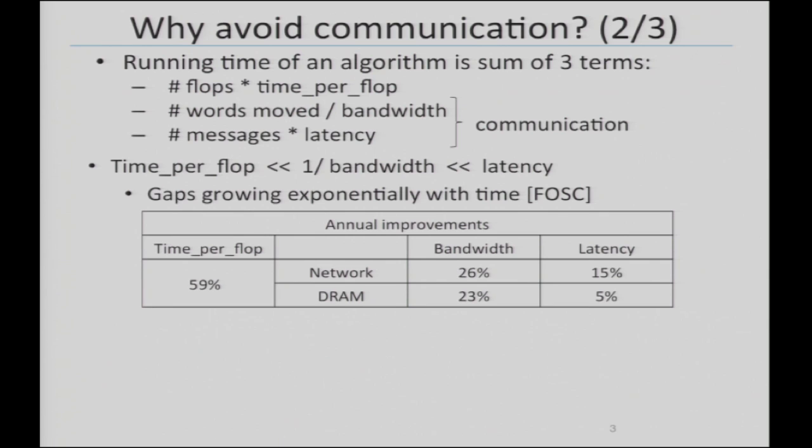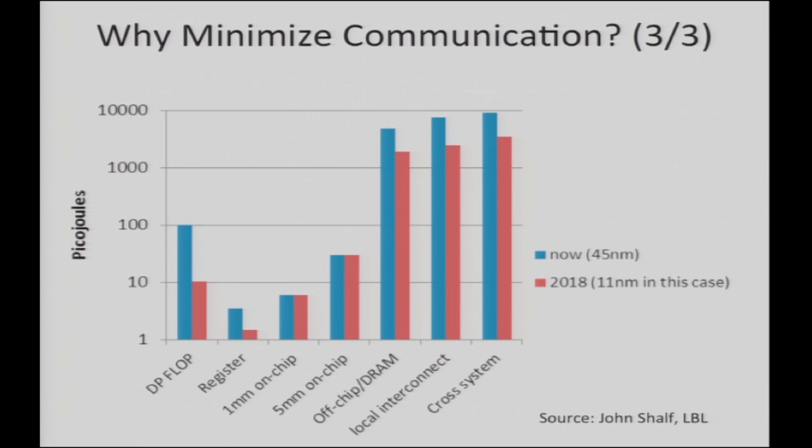But that's not the only reason. The other reason is energy. And so here is a plot where the vertical axis is the energy on a log scale in picojoules it takes to do a particular operation: a double precision floating point operation, moving data on chip between registers, 1 millimeter, 5 millimeters, and moving data off chip.